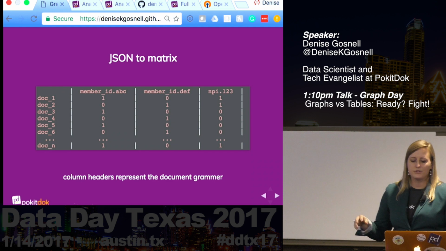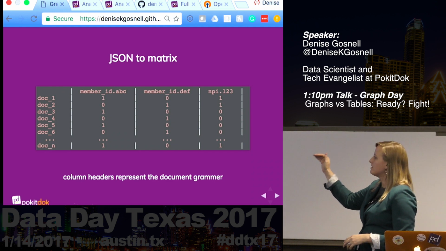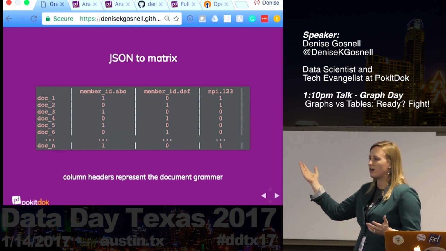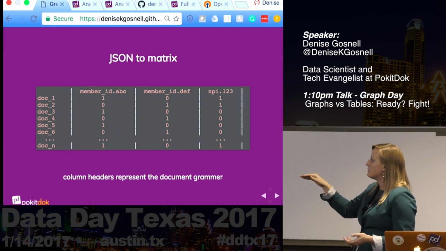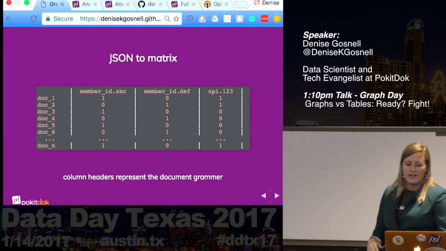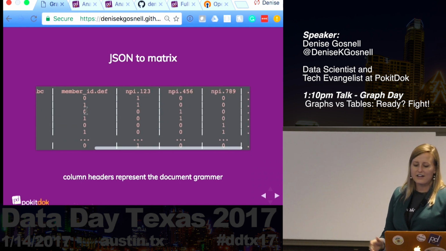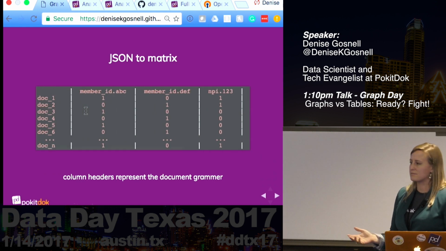In this example, you can think of document 1 having a member ID in our healthcare data. Their member ID is ABC. Document 2, the member ID is DEF. And essentially, you just flatten out your JSON and create a really, really sparse matrix.